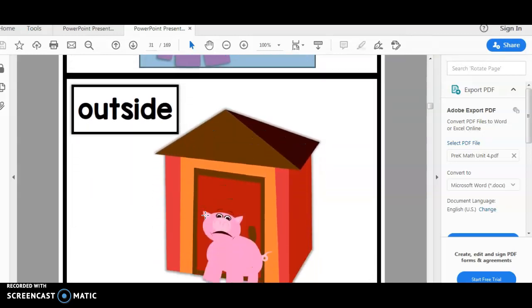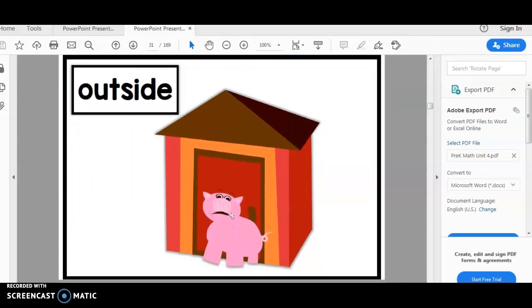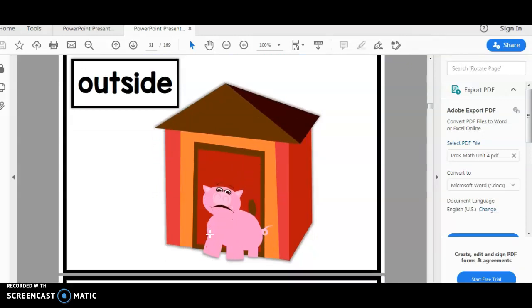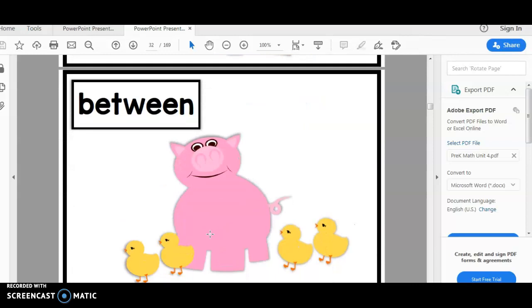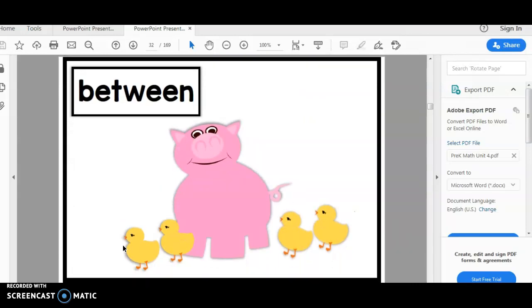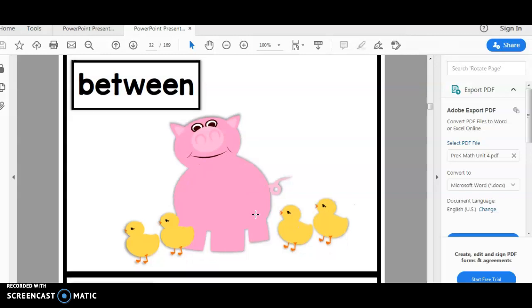Here's the piggy. Okay, now he's outside of the house. He's not inside anymore. He's outside. Okay, so look at the piggy and look at the little baby chicks. So now the pig is in between. He has baby chicks on one side and baby chicks on the other side, and he's in between. In between kind of means like in the middle, you know?